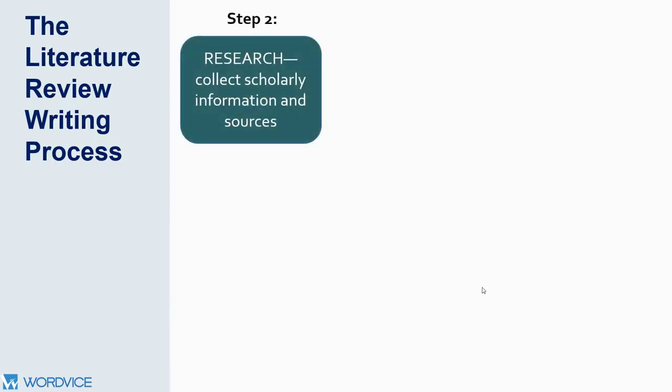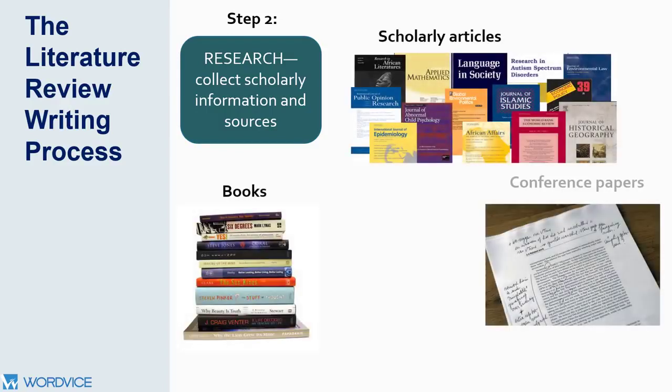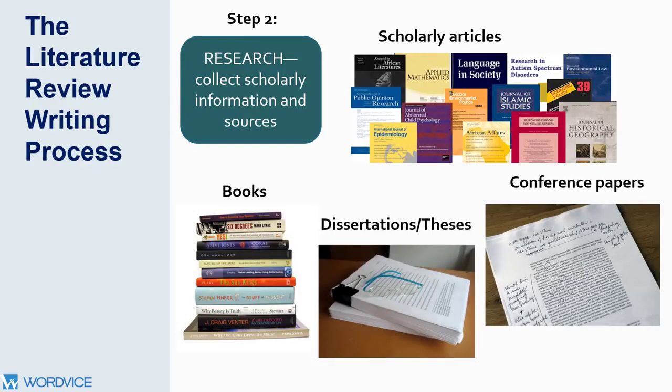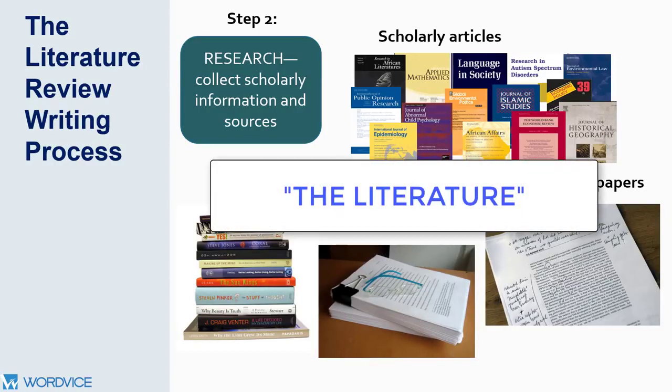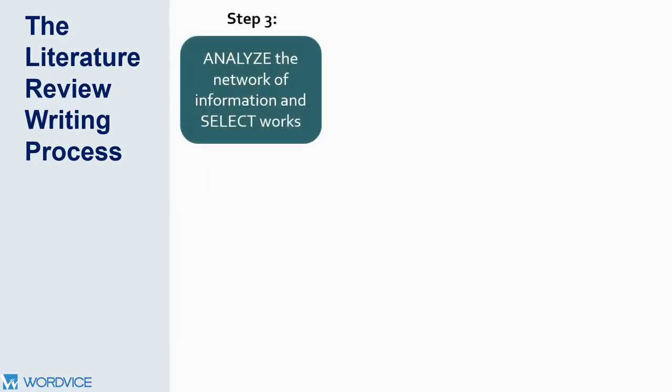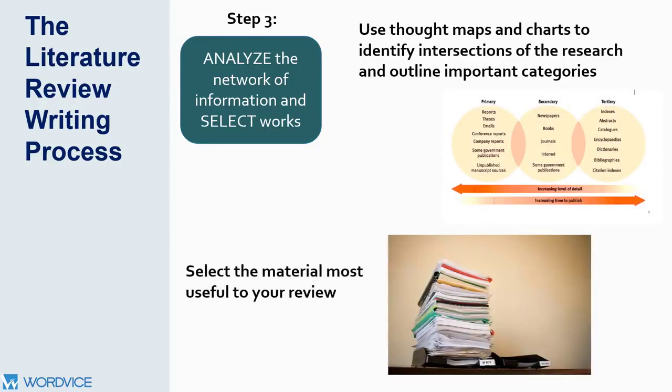Next, research and collect all of the scholarly information on that topic that might be pertinent to your study. Scholarly articles, books, academic conference speeches, dissertations and theses, and any other academic work related to your area of study is called the literature. Next, analyze the network of information that extends or responds to the major works in your area. Select the material that is most useful. Use thought maps and charts to identify intersections in the research and to outline important categories. Select the material that will be most useful for you to review.